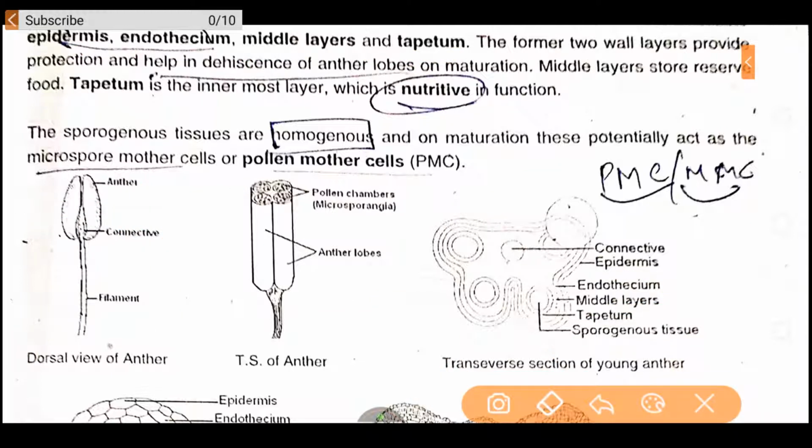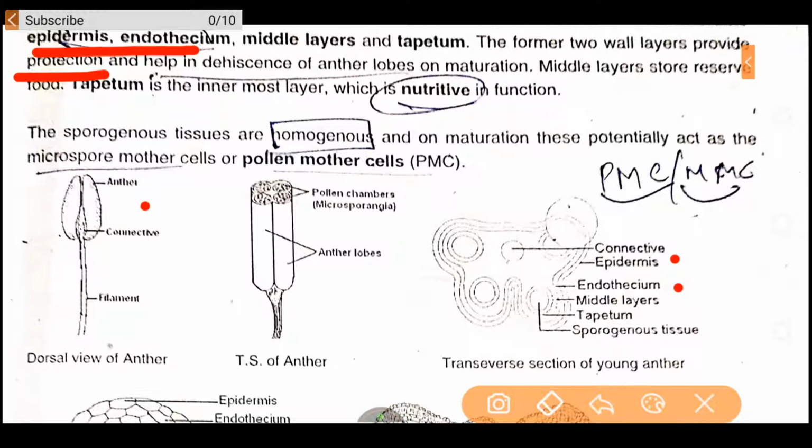Now you read the statement. The former two wall layers, epidermis and endothelium, provide protection and help in dehiscence of anther lobes on maturation. On maturation, this produces pollen grains. This has to be released out for pollination and further fertilization.